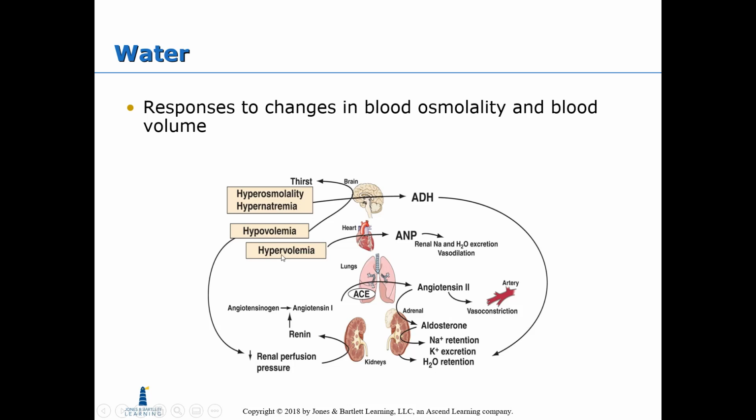Hypervolemia means too much blood volume. That's going to put pressure and strain on the heart to pump that increased blood pressure throughout the body. That's sensed by the atria of the heart. So there's receptors in there that can sense that, and they're going to release atrial natriuretic peptide, ANP. And ANP is going to do the opposite of ADH. ANP is going to lead to water excretion and also vasodilation to kind of decrease the blood pressure.